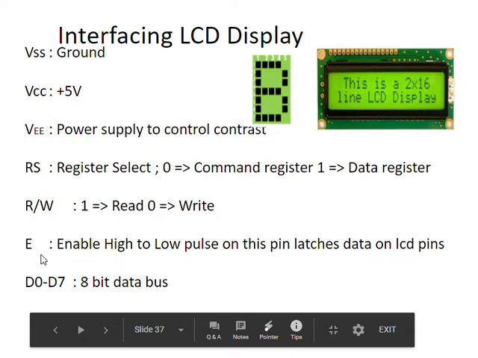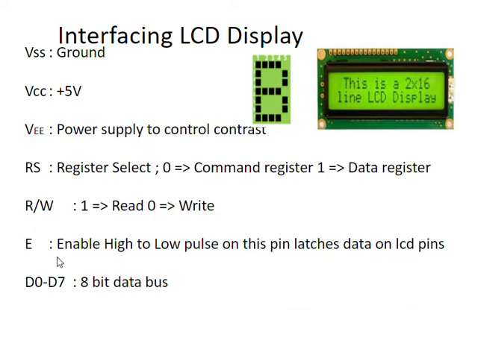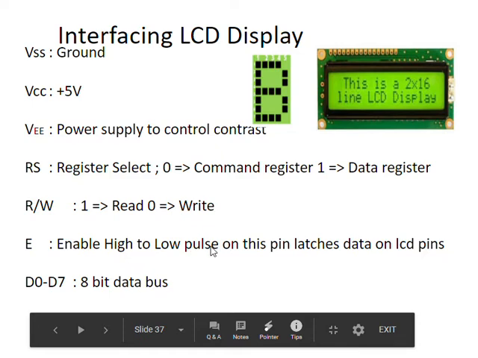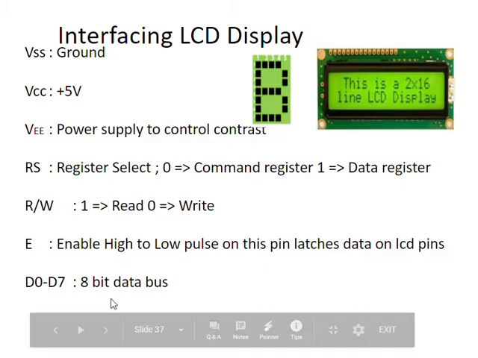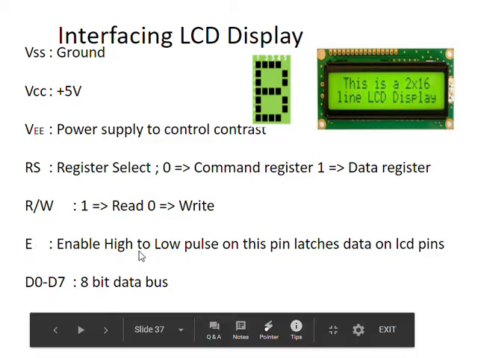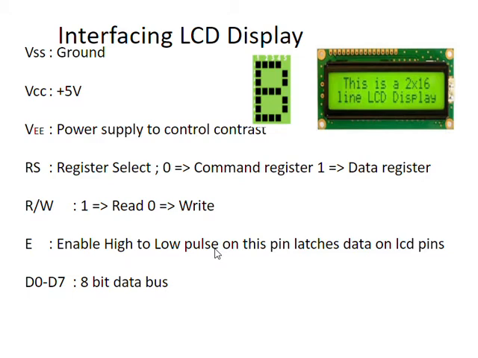And now let's look at the enable pin E. A high to low pulse should be applied on this pin to store the data or command that is available on the data bus into the command register or the data register. We will place the data to be displayed or the command that is to be sent to the LCD on the data bus, and then when we apply a high to low pulse on the enable pin, that is when this command or data gets stored into the LCD display.